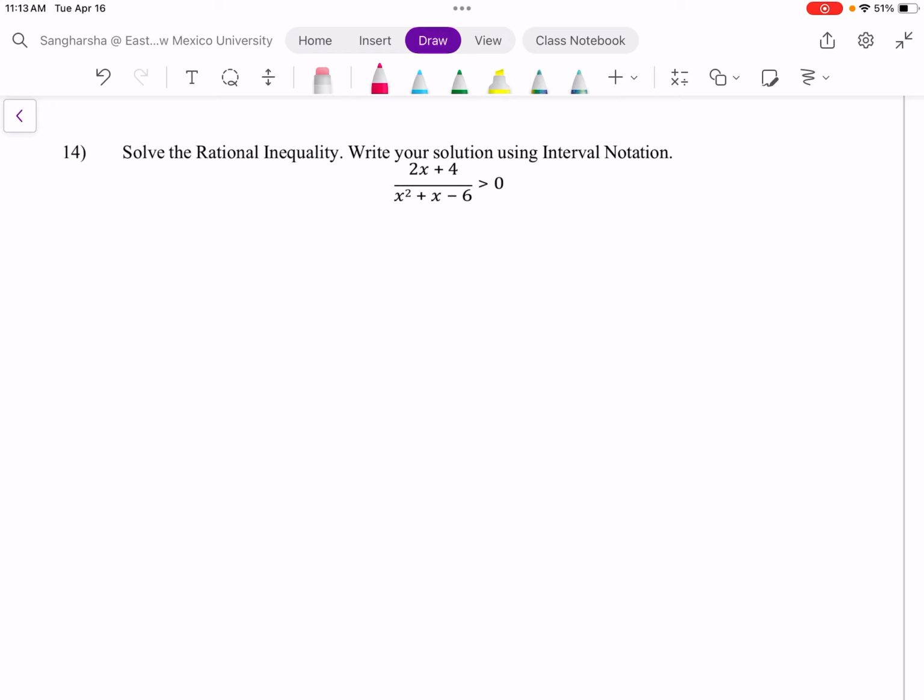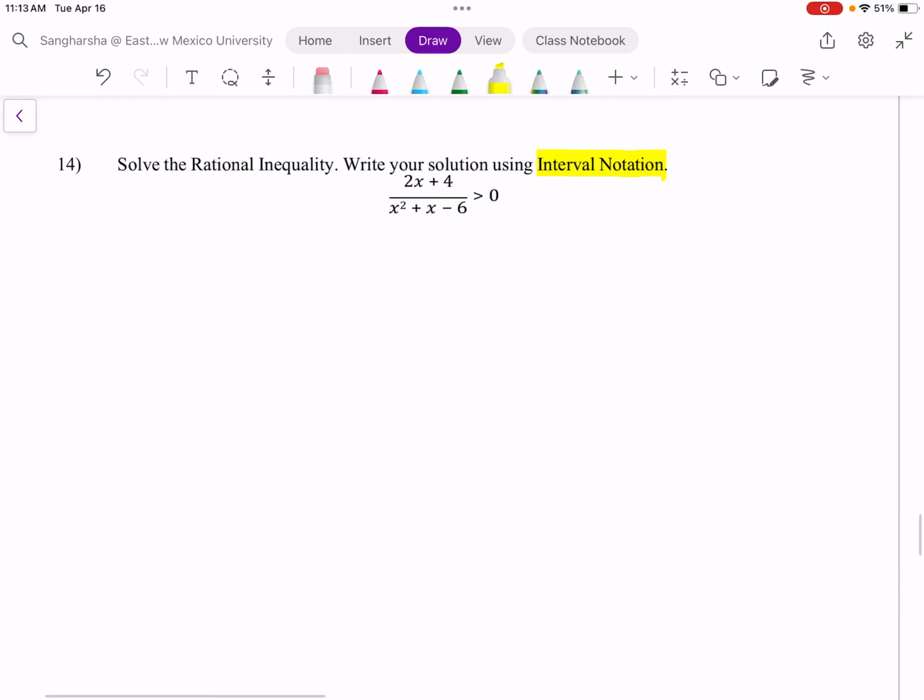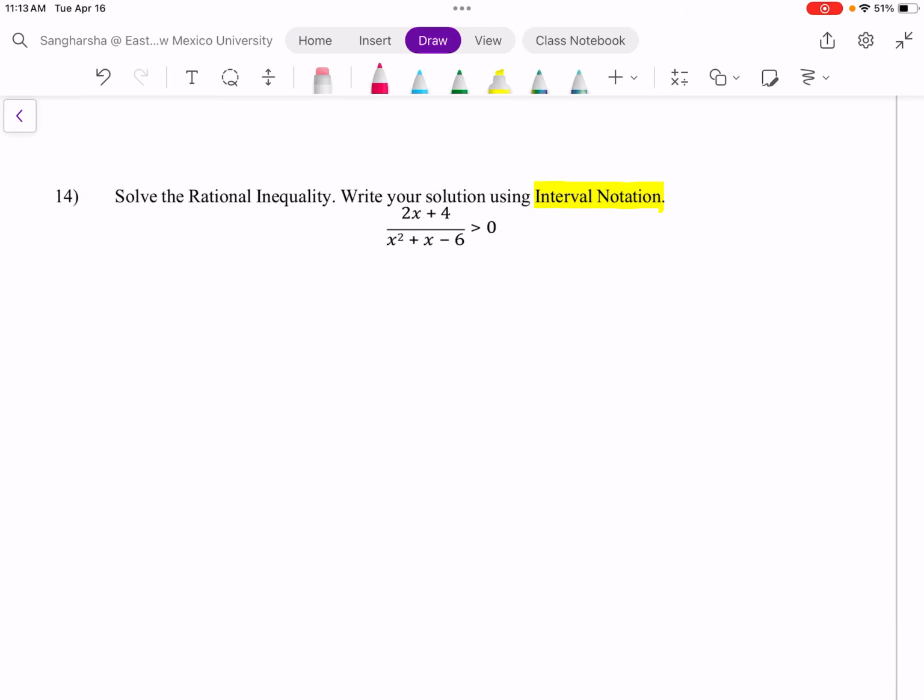So here we have a rational inequality and we have to solve this inequality and write the solution in interval notation. The very first step, we make 0 on one side. We already have 0, right? So we can skip this one. Next step, we factorize. Now this is a rational inequality. We have the numerator, we have the denominator. So we have to factorize the numerator as well as the denominator.